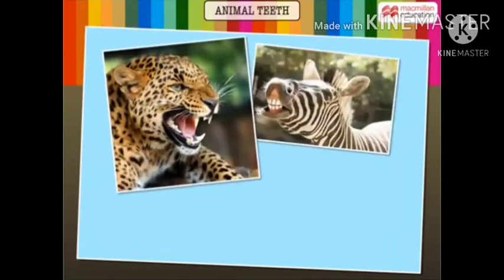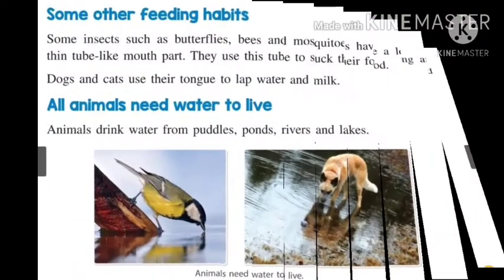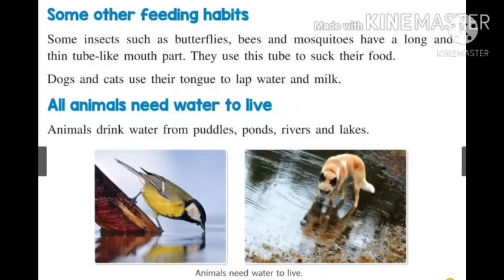Thus, animal teeth come in different sizes, shapes, and number depending on the food habits of the animal. Now let us talk on our last subtopic, that is some other feeding habits. Some insects such as butterflies, bees, mosquitoes have a long and thin tube-like mouth part. They use this tube to suck their food.